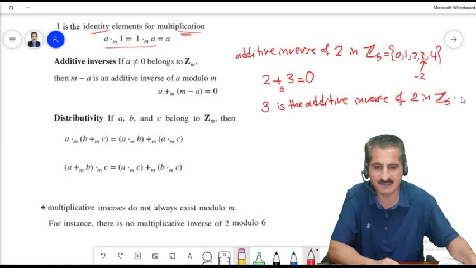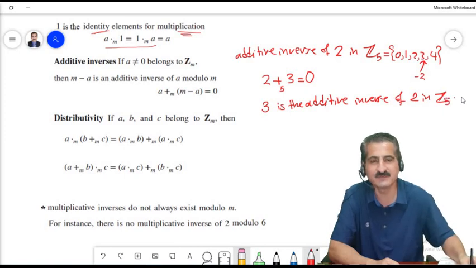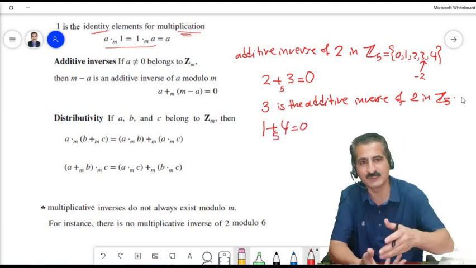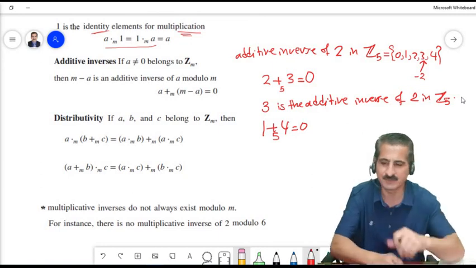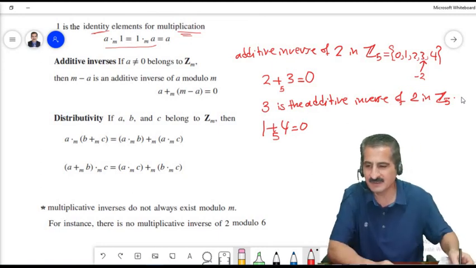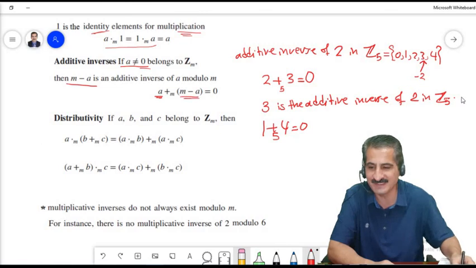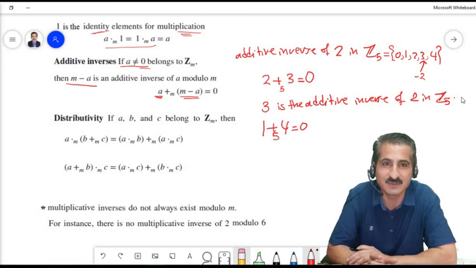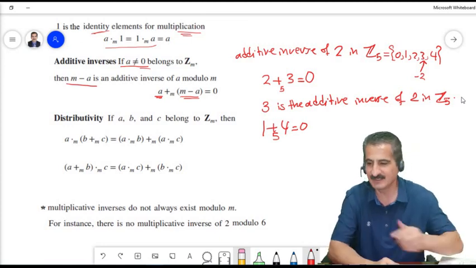Interesting, huh? What is the additive inverse of 4? It is 1. And the additive inverse of 1 is 4. And the additive inverse of 3 is 2. Now it gives the general rule for how to find the additive inverse of a. Add what to it to get 0? Add m minus a. When you add them as integers, a plus m minus a is m. But m is 0 modulo m.